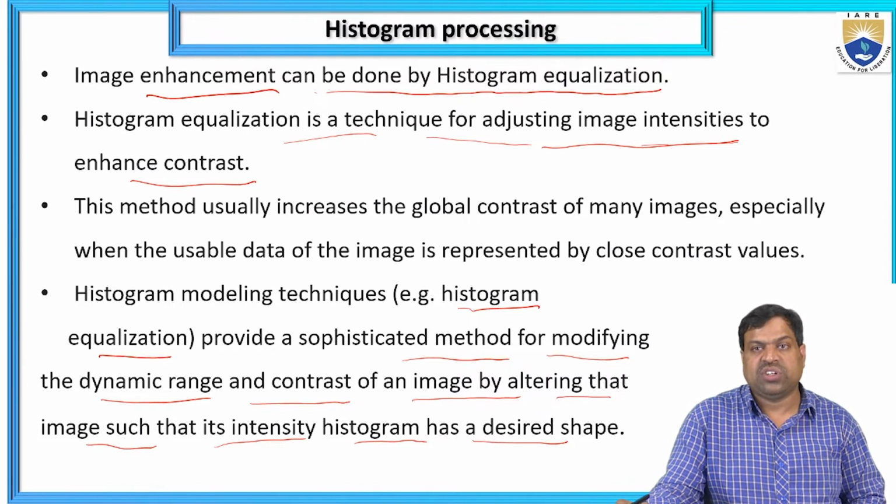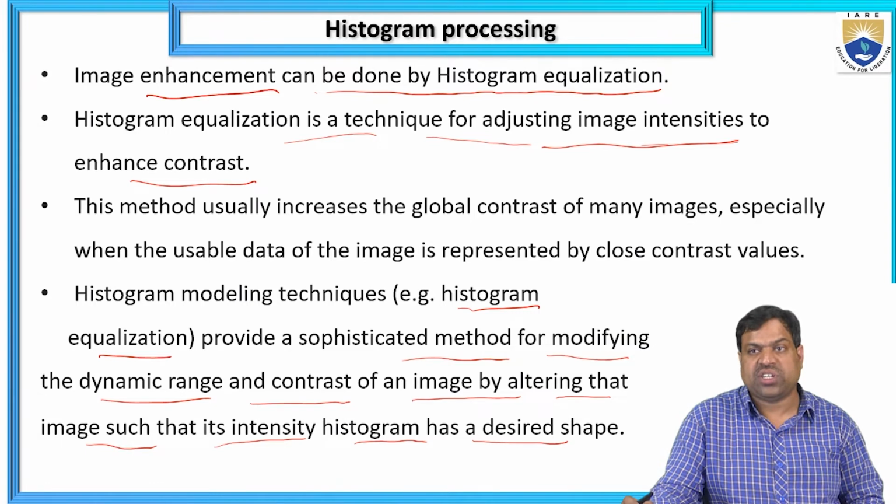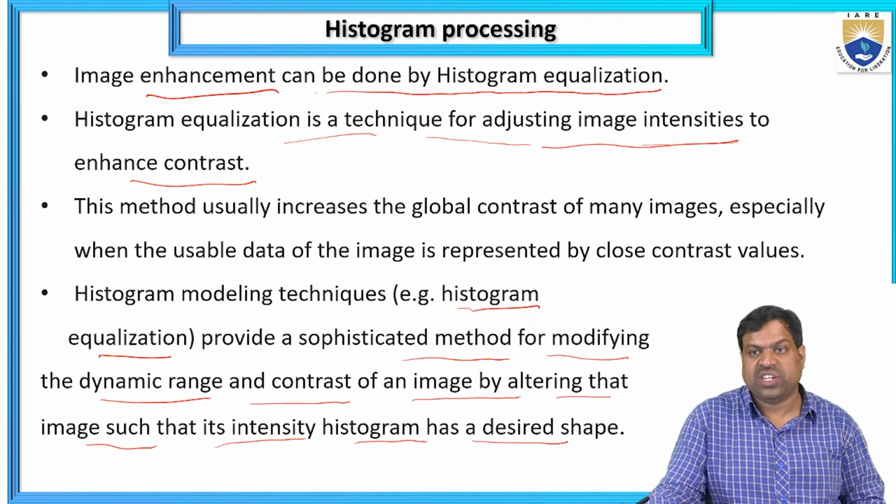This method increases the global contrast of many images, especially when the usable data of the images is represented by close contrast values. Histogram modeling techniques, for example histogram equalization, provide a sophisticated method for modifying the dynamic range and contrast of an image by altering that image such that its intensity histogram has a desired shape.